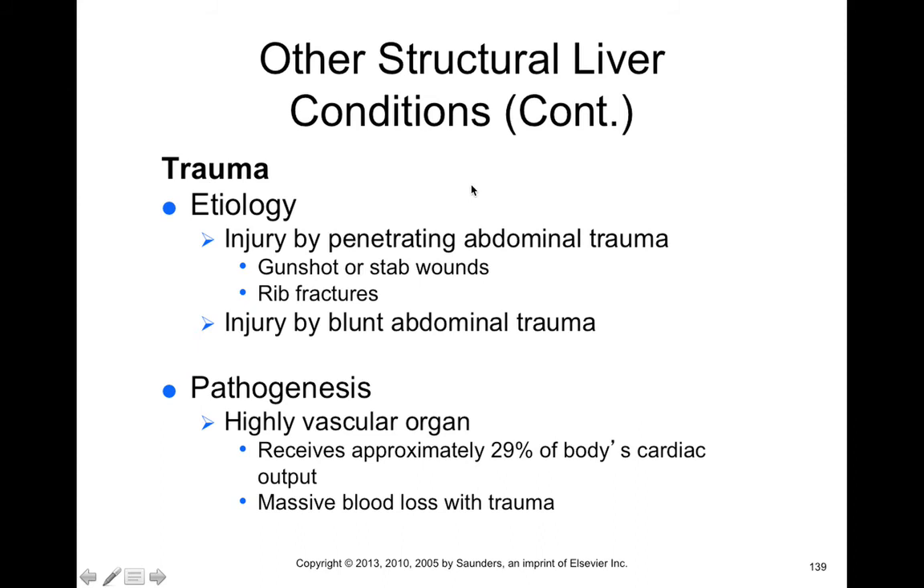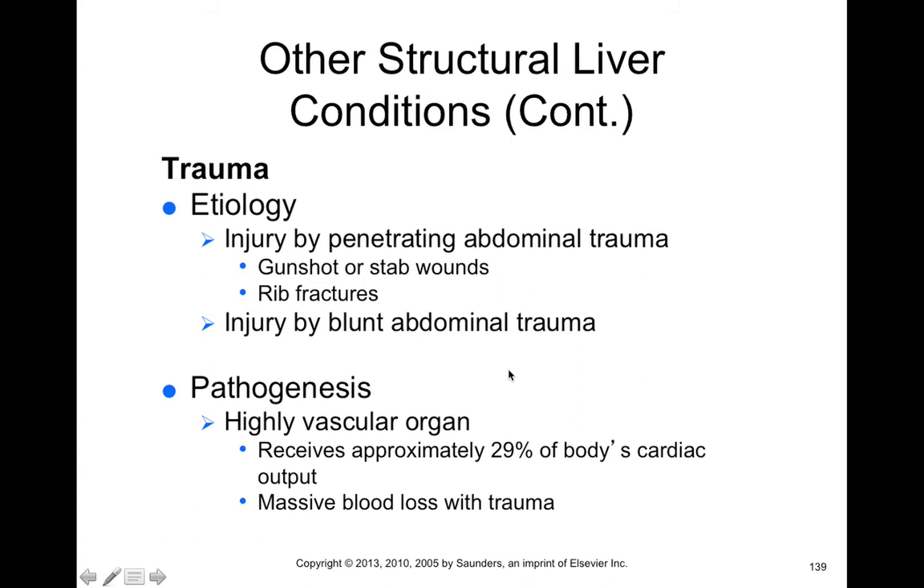And trauma can also lead to other structural changes in the liver. We can have injury from penetrating abdominal trauma or blunt trauma. Penetrating trauma would be things like a gunshot or stab wound, or a rib fracture, because the liver is protected by some of your inferior ribs. If they fracture and then dive deep, the rib itself could actually end up piercing the liver. Now, this is life-threatening because the liver receives a tremendous amount of blood flow, so this sort of laceration or wound to the liver can lead to excessive blood loss, or even blunt trauma.